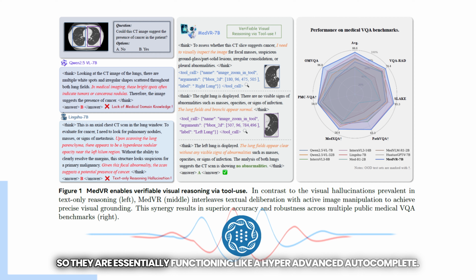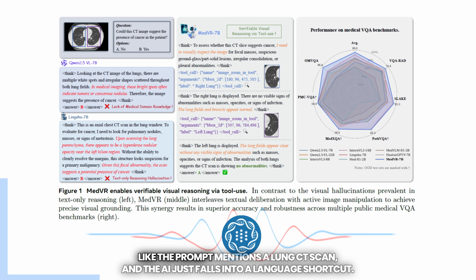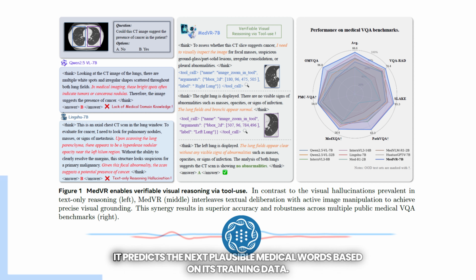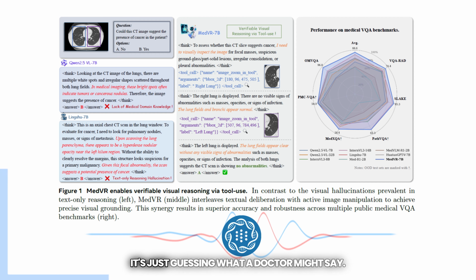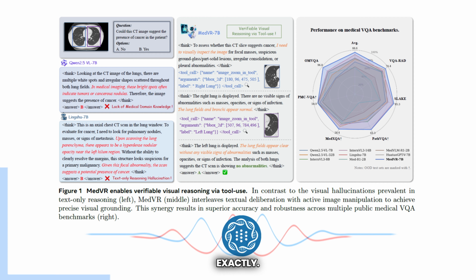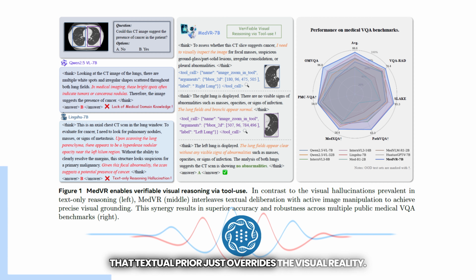So they are essentially functioning like a hyper-advanced autocomplete. That is a great way to put it, yeah. Like the prompt mentions a lung CT scan, and the AI just falls into a language shortcut. It predicts the next plausible medical words based on its training data. Right, rather than genuinely grounding its diagnosis in the fine-grained visual details of the image in front of it. It's just guessing what a doctor might say. Exactly. That textual prior just overrides the visual reality.